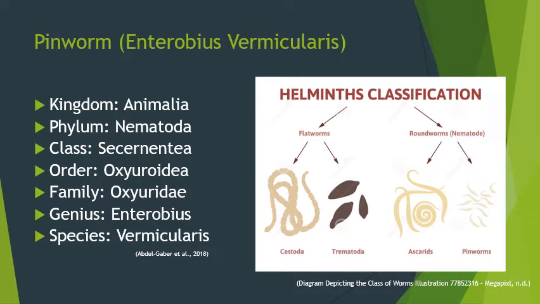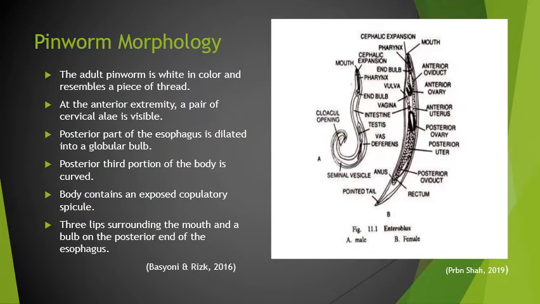It is a parasite that lives in the colon and rectum of humans and receives its nutrients from the foods eaten by the host. The adult pinworm is white in color and resembles a piece of thread. It has no buccal cavity. At the anterior extremity, a pair of cervical alae is seen. The posterior part of the esophagus is dilated into a globular bulb. The posterior third portion of the body is curved. The body contains an exposed copulatory spicule. 3 lips surround the mouth and the bulb on the posterior end of the esophagus.